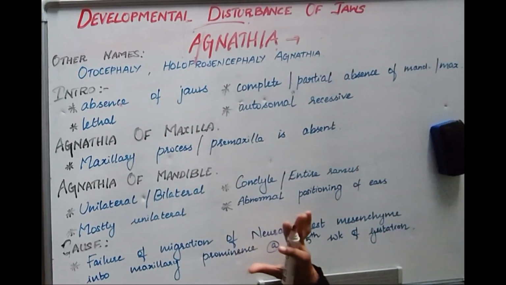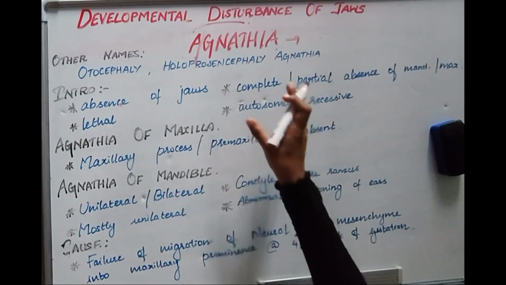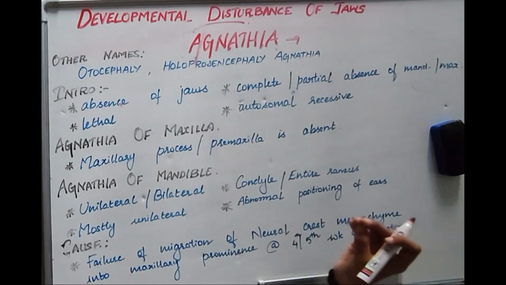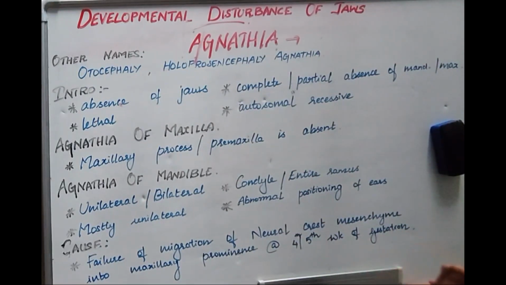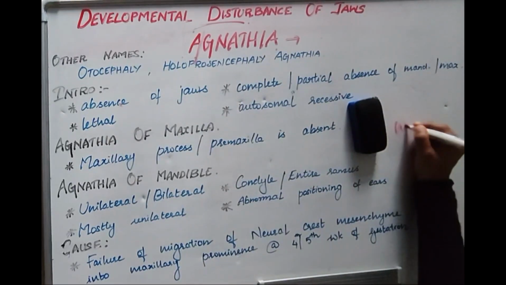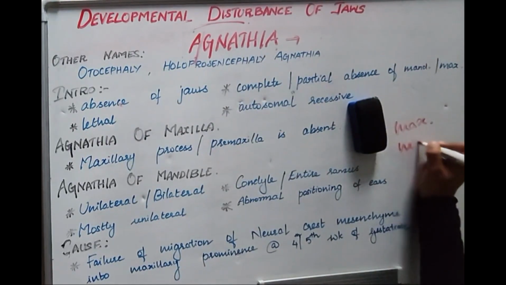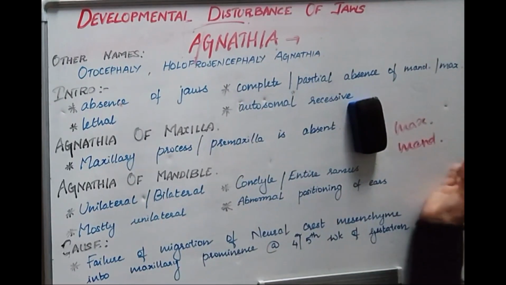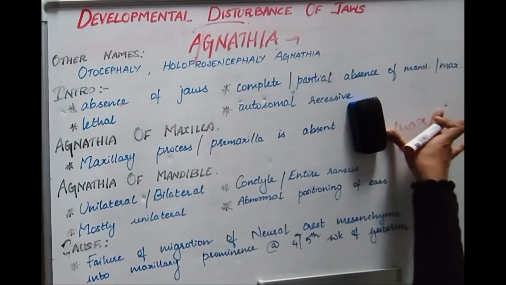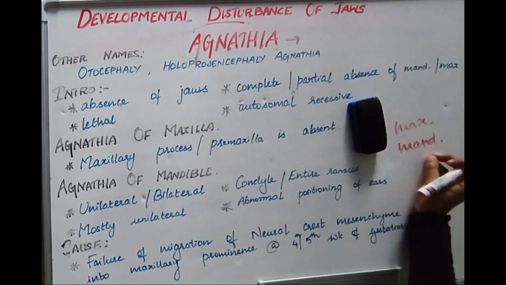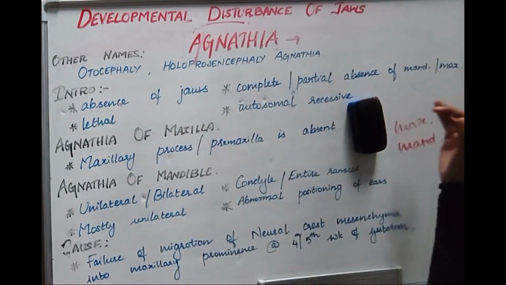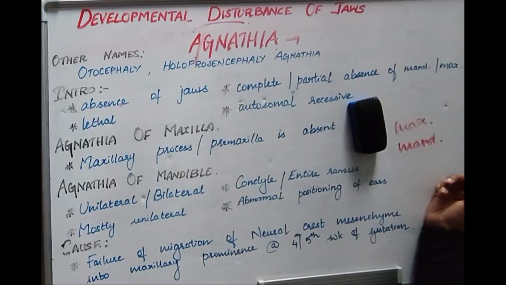Just the intro to Agnathia. As we can understand from the name, Agnathia is absence of jaws. There is absence in the complete development of jawbone. Maxilla or mandible is mostly affected, and both are affected equally. It is not always a complete absence of mandible or maxilla; sometimes it can be a partial absence. So either complete or partial absence of mandible or maxilla is seen.